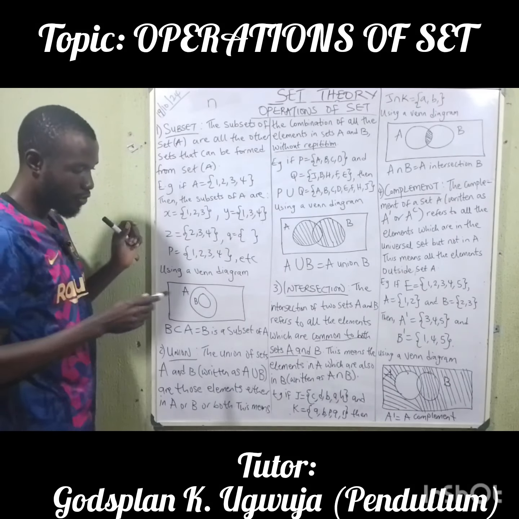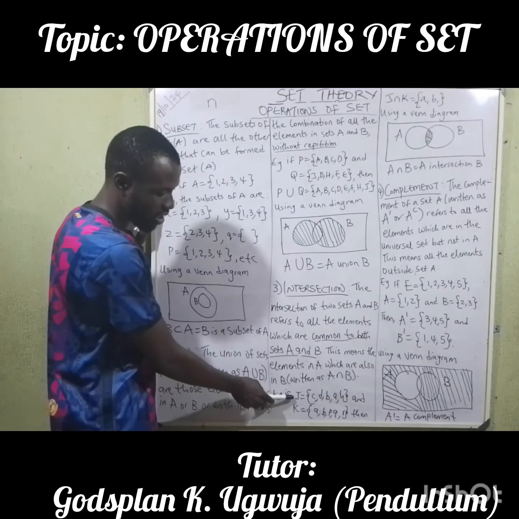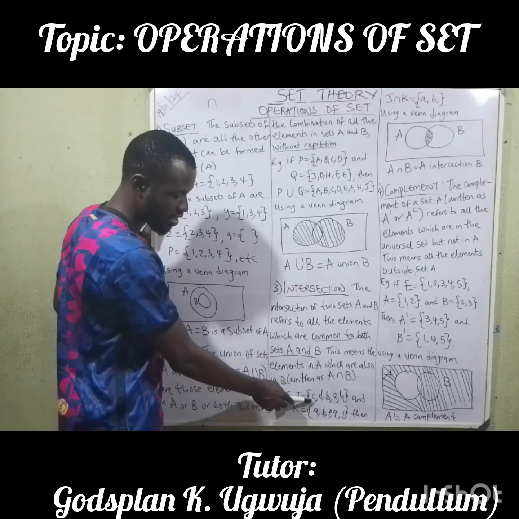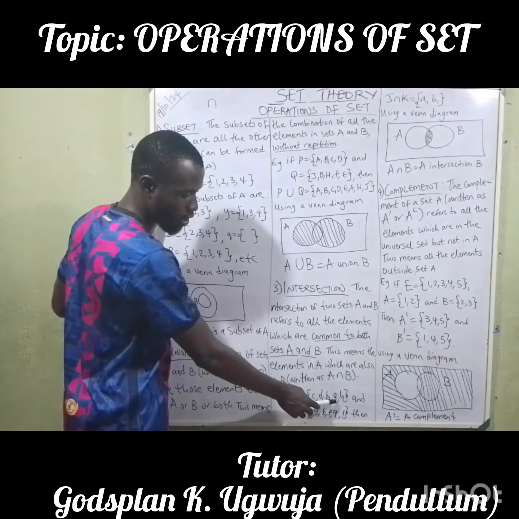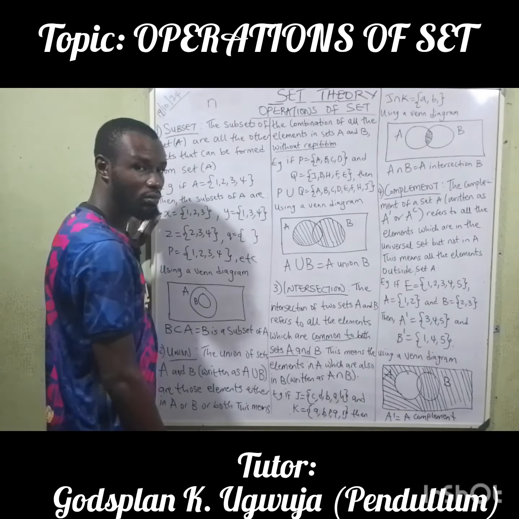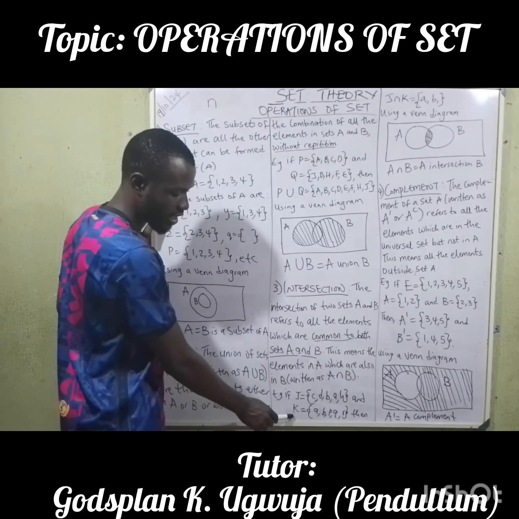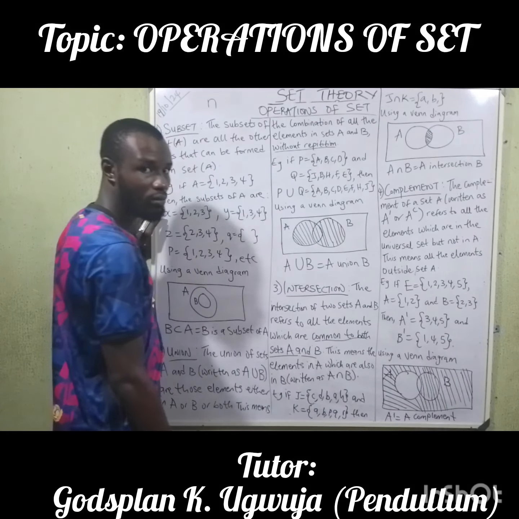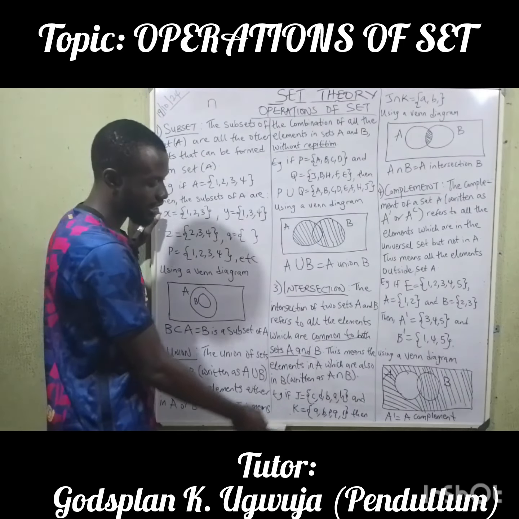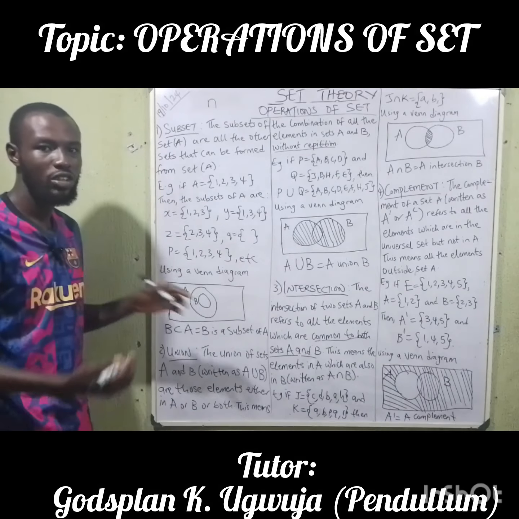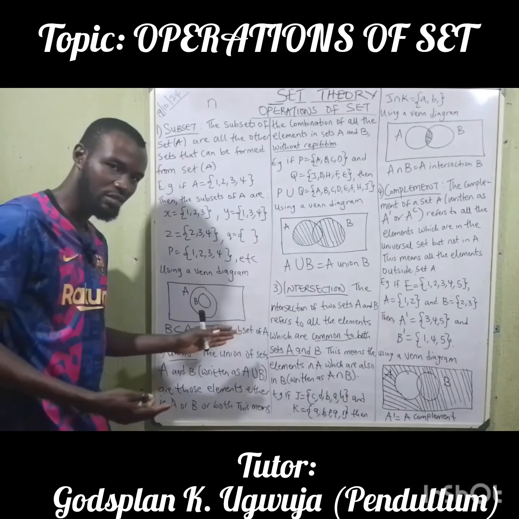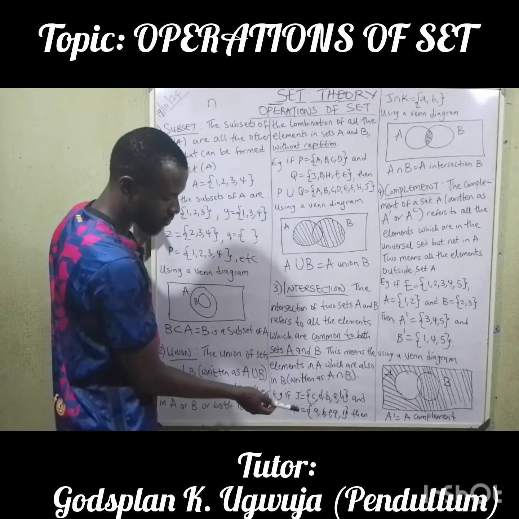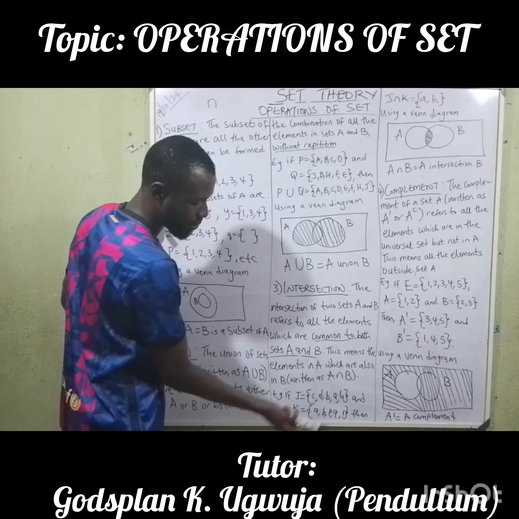So if we have this example, the elements in set J are C, D, B, A, H, and the elements in set K are A, B, P, Q, R. Then you're asked to find the intersection between these two sets. You're just looking for what is common between the two of them. What is in J that is also in K.